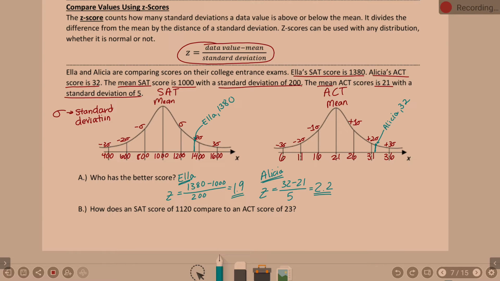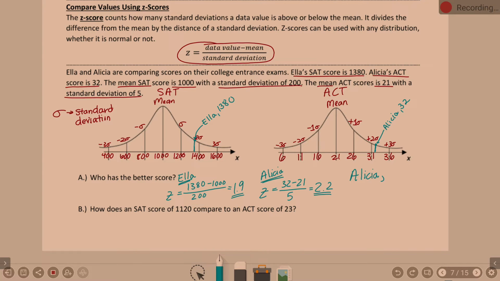So, we already talked about this. We already agreed who has the better score, and that was Alicia. And you can argue this either way. You can be general because we have the data to support it, that her score is more than 2 standard deviations above the mean, compared to Ella's, which is less than 2 standard deviations above the mean. Or you can compare z-scores. Alicia has a higher z-score of 2.2.